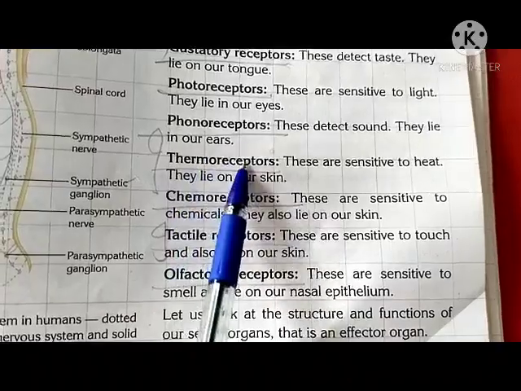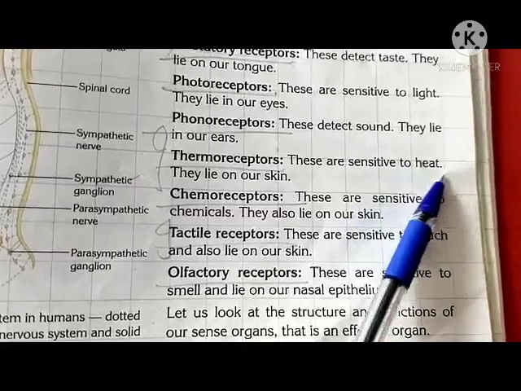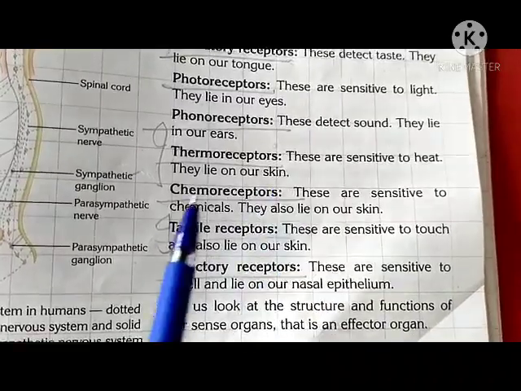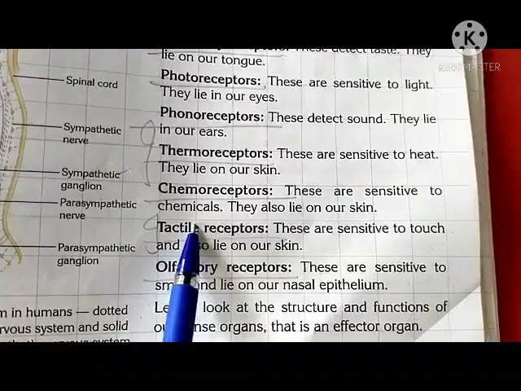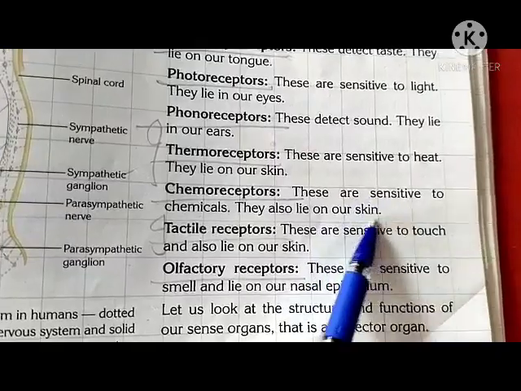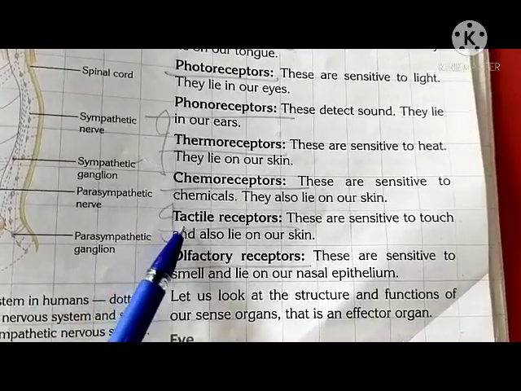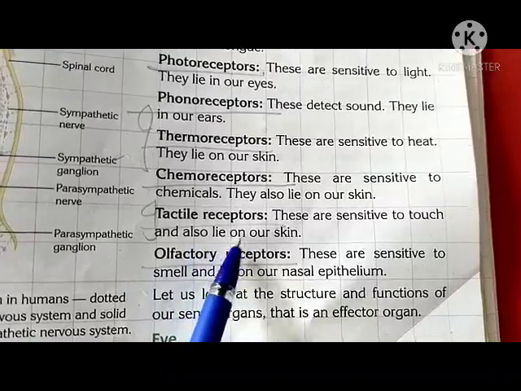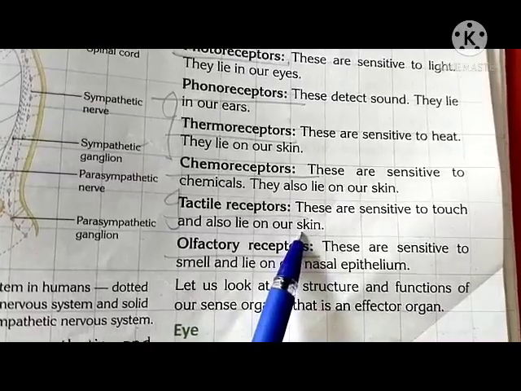After that, thermoreceptor. These are sensitive to heat. For heat, which is the stimulus, our skin is the receptor. Then chemoreceptor. These are sensitive to chemicals. When chemicals are the stimulus, which is the receptor for them? Our skin. Then after that, tactile receptor. These are sensitive to touch and also lie in our skin.